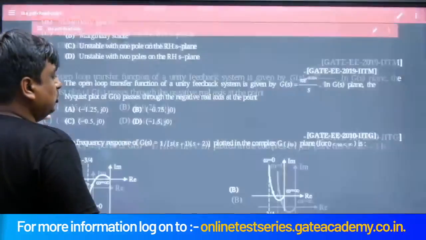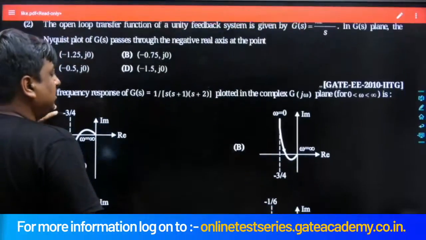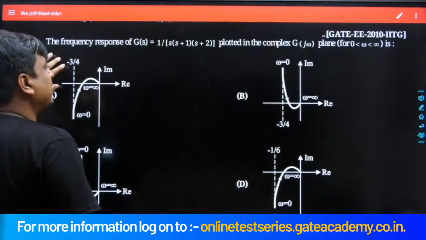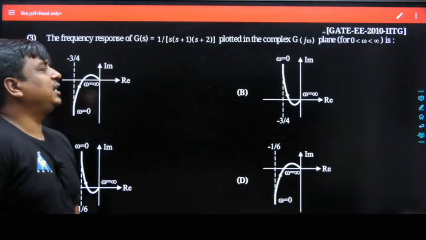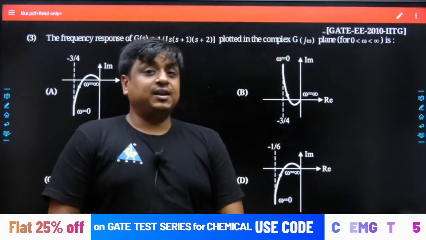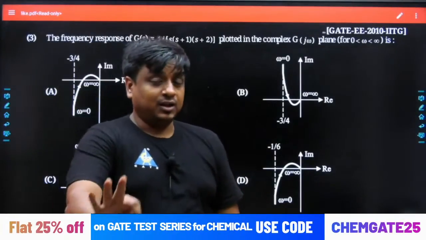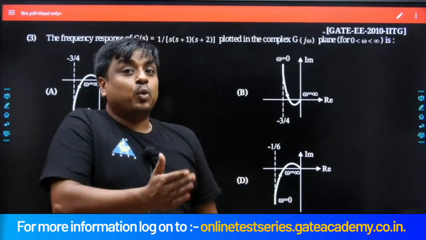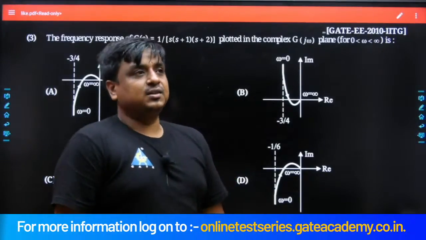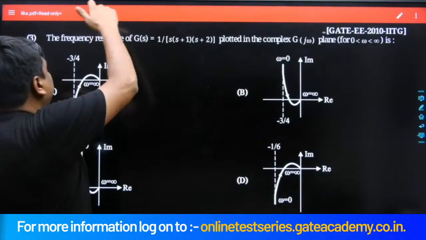Again, I would say it's not that great a question, but many of the students do not have much idea about this sort of problem. This problem has been experienced by the electrical people. In the year 2010, the problem was framed by IIT Guwahati. Let me read this problem carefully and we will try to decode all of the important aspects asked within this problem. The problem states, the frequency response.